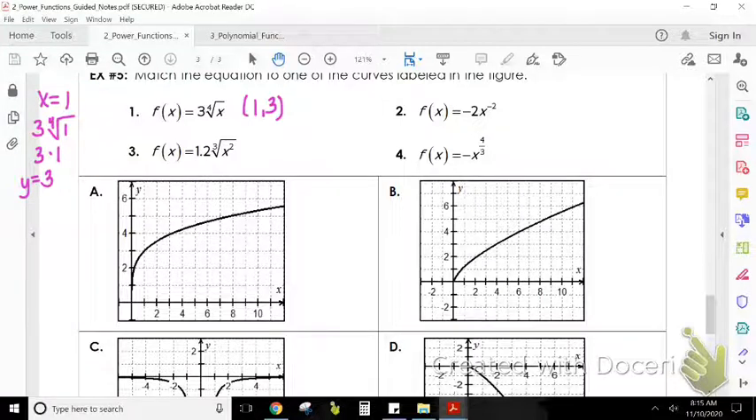And so let's go check. If I check the first one, 1, 3, there it is. Check the second one, 1, 3, uh-oh, that can't be it then, right? So if you wanted to check the others, well, they're all in the bottom quadrant, so it couldn't be it anyways. So A goes with number 1.